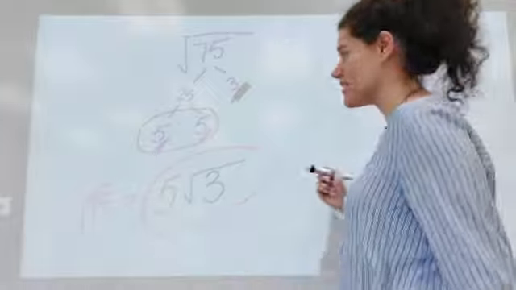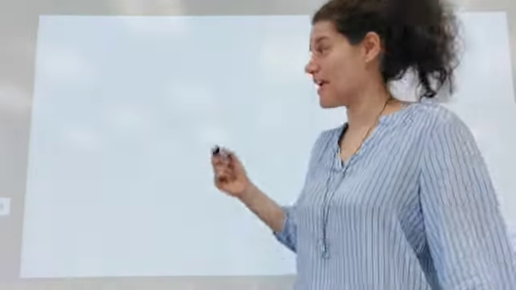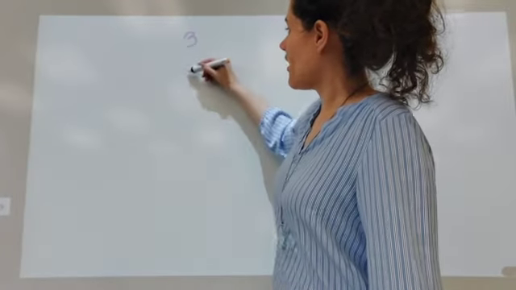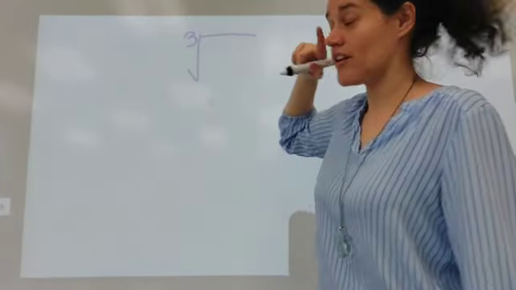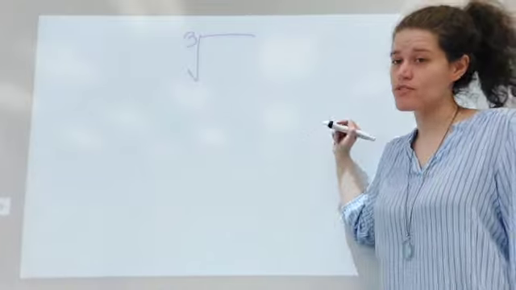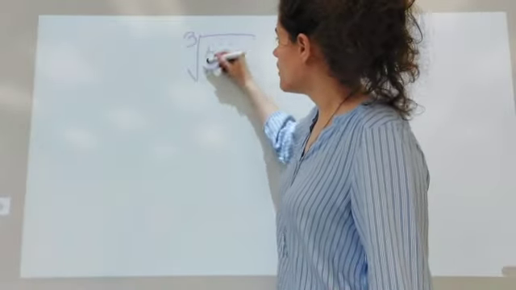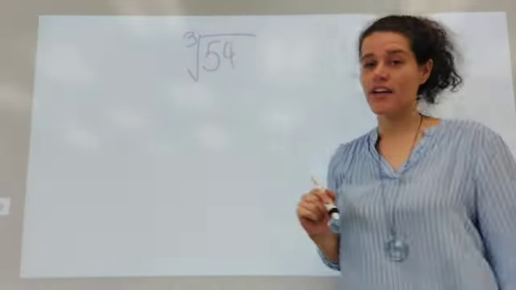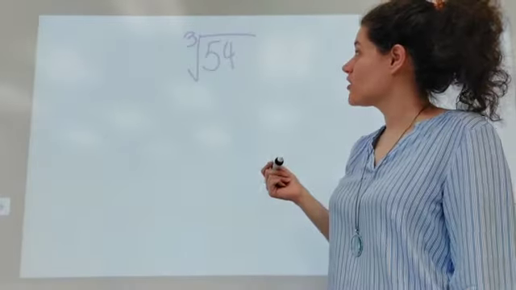All right, let's look at the next example. So this time we're going to have a different index. We're going to have a 3 as our index. That means the cube root. So we're going to take the cube root of 54, and we need to simplify that.